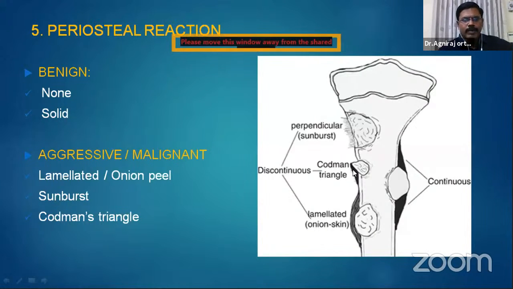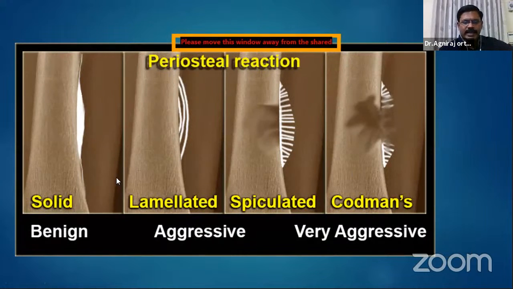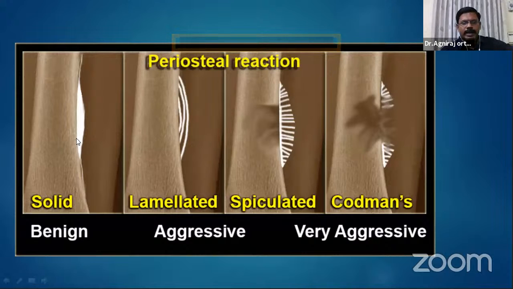So I will explain one by one. Periosteal reaction, solid means benign. It can also be seen in infection. In infection, you can get any type of periosteal reaction. Even in chronic osteomyelitis, you can get Codman's triangle also. Okay. So the periosteal reaction is a type of periosteitis. So it is benign or solid.